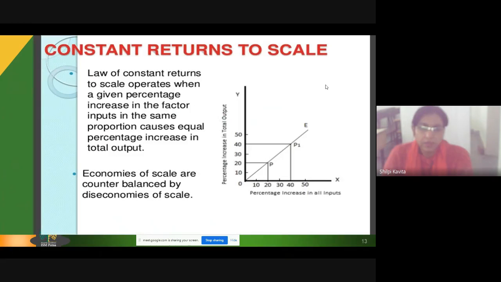Constant returns to scale: here the amount of input change and the amount of output change is the same. If I increase my input by 10%, the output will also increase by 10%. And here it is said that economies of scale are counterbalanced by diseconomies of scale. Economies of scale being counterbalanced by diseconomies of scale means whatever economies of scale there are is offset by the diseconomies of scale. Economies of scale, as told earlier, is the advantage of large scale production. Diseconomies of scale are the disadvantage of large scale production.